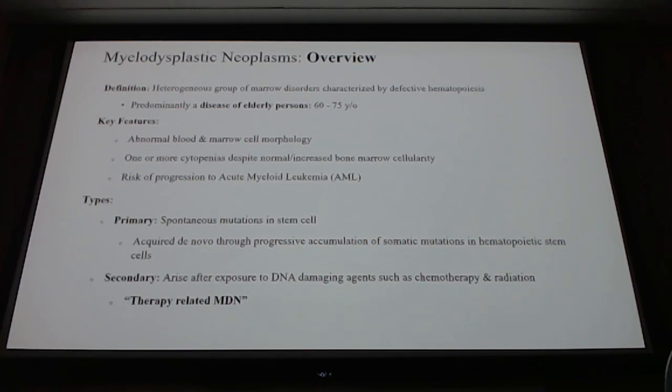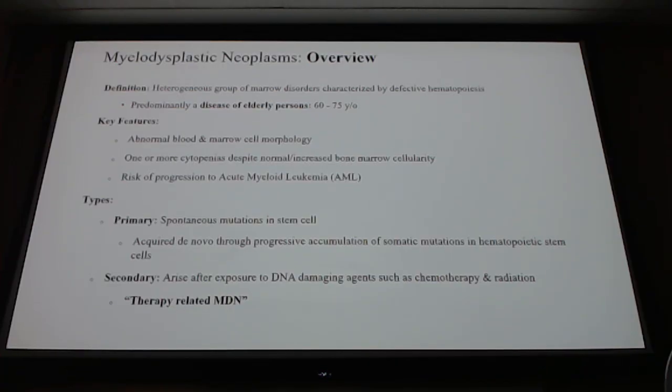So predominantly older persons, 60 to 75 years old, right? So think about your patient population. These are going to be elderly patients. If you think about questions for tests, key features are going to be abnormal blood and marrow cell morphology. That'll be talking about more when we talk about the labs.